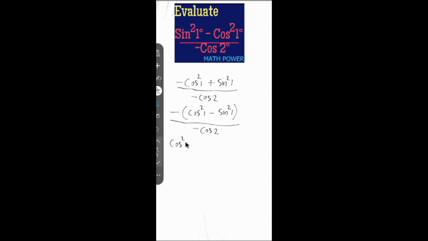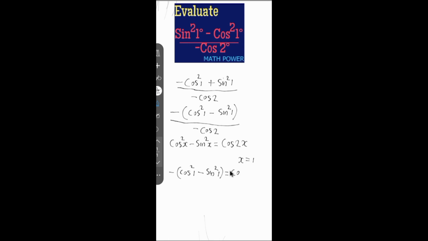cos square x minus sine square x equal to cos 2x. Now, in this case, my x will be equal to 1. X will be equal to what? 1. So therefore, we have something like this. From this place now, minus open bracket cos square 1 minus sine square 1 will now be equal to what?